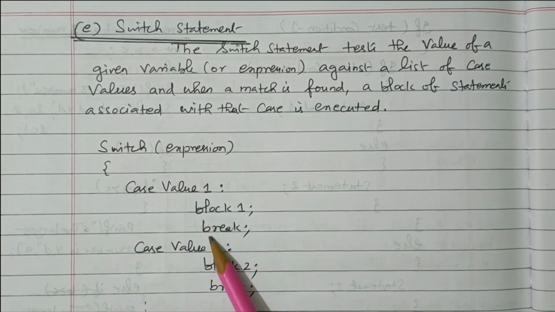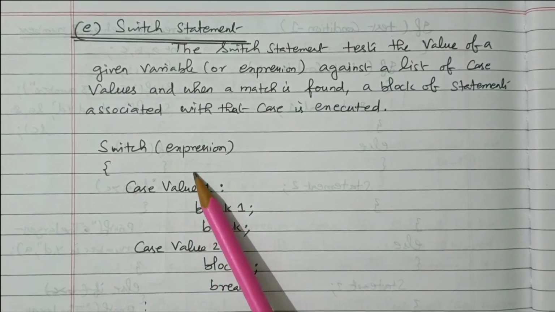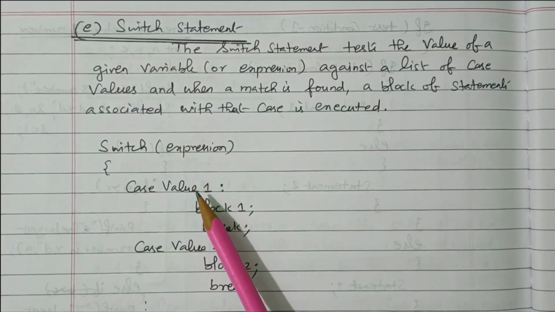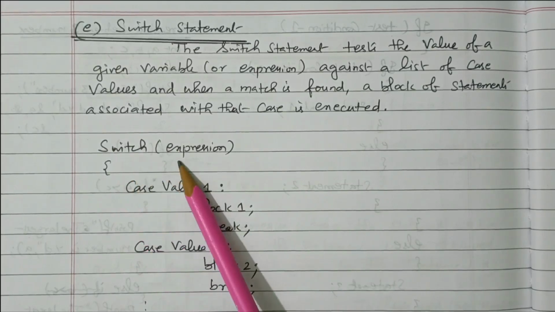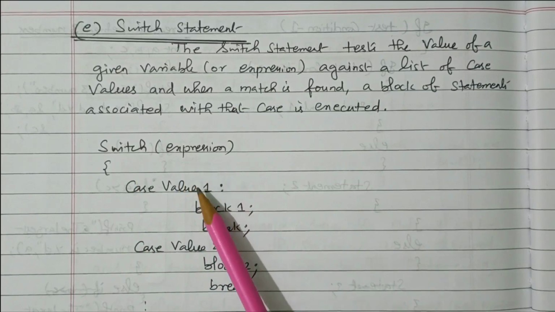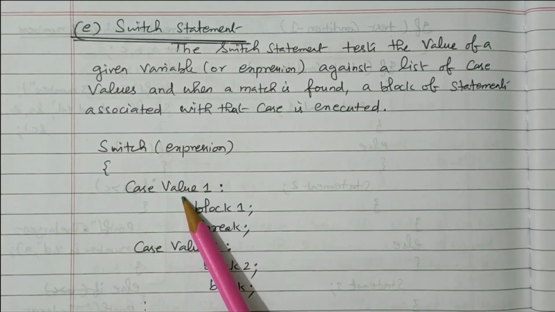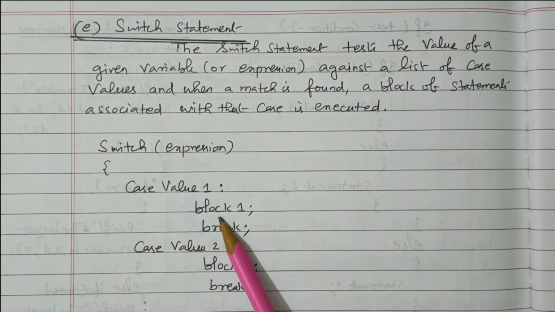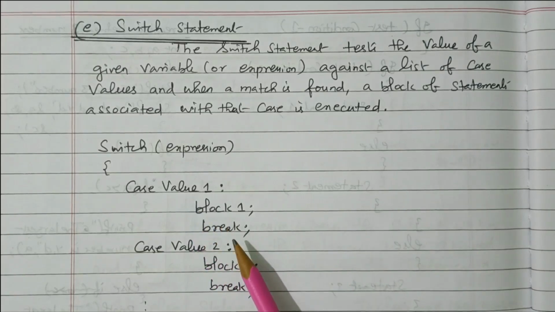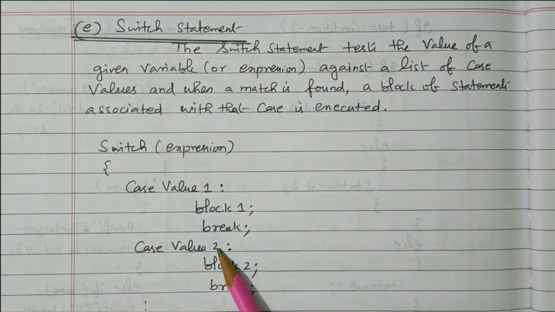After executing, it will break the process. Break means it will exit the switch and go to the normal flow. The switch expression is given and the list of case values is available. Suppose value 1 is matching, the corresponding block of statements will be executed, then the entire process breaks.